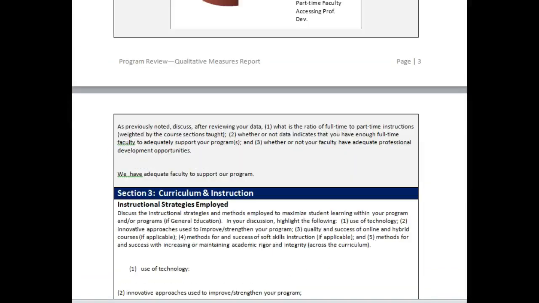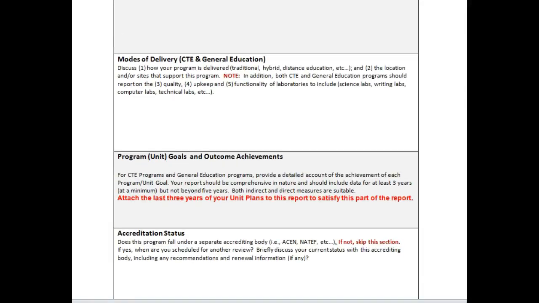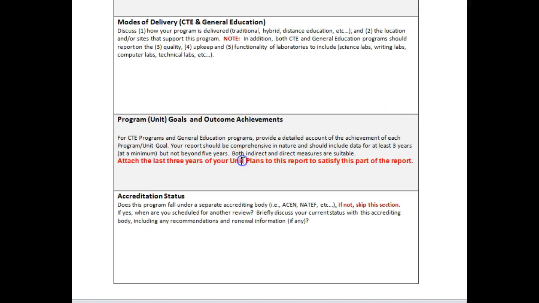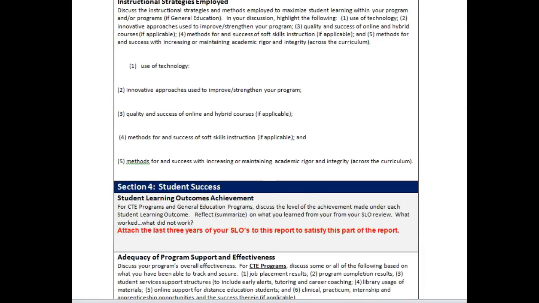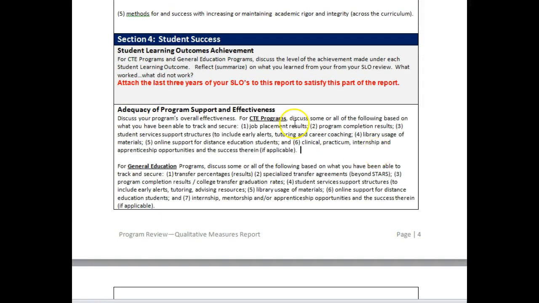And let me make a correction. I believe I said up here to attach your SLOs. I was mistaken. Sorry about that. You'll just attach your unit plans up here. And I guess I was thinking about this section. And you'll attach your SLOs for this section. Okay?